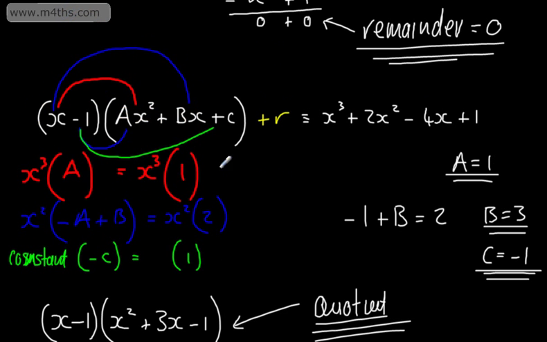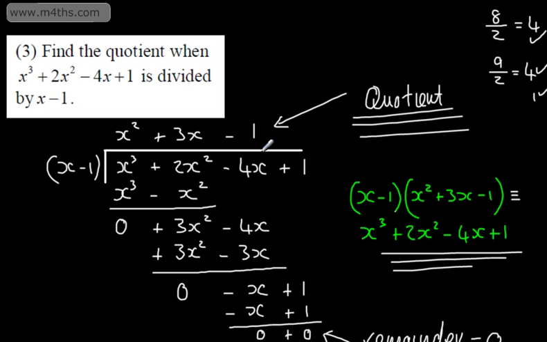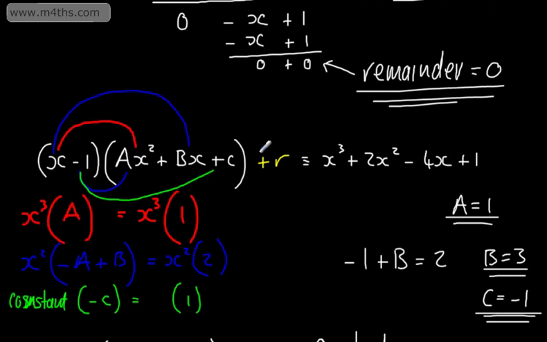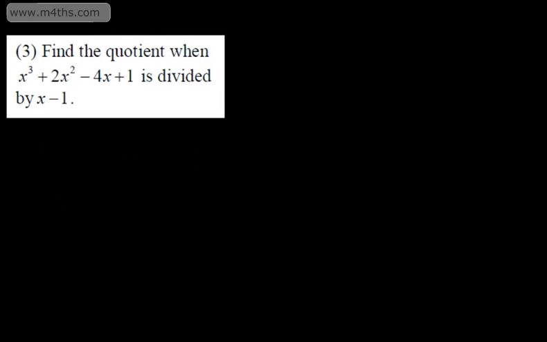I actually prefer this method. Certainly if you've got where the constants are defined in terms of p's or q's. So for example, instead of 3x, we might have px, for example. So that is how we do it. That's polynomial long division, first one, and this is using an identity to equate coefficients. So let's have a go at another one.